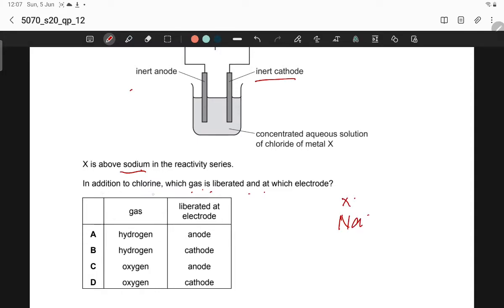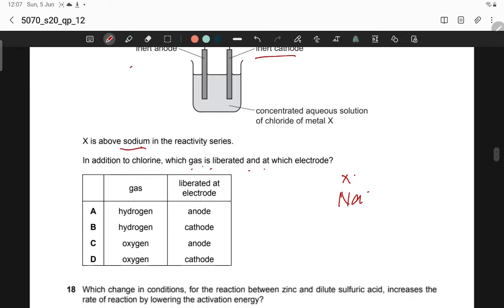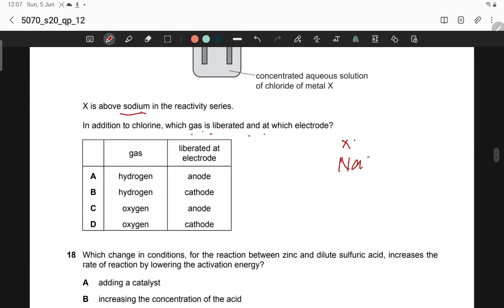In addition to chlorine, which gas is liberated and at which electrode? Hydrogen gas, if it is present above X. So hydrogen, and it is at the cathode.